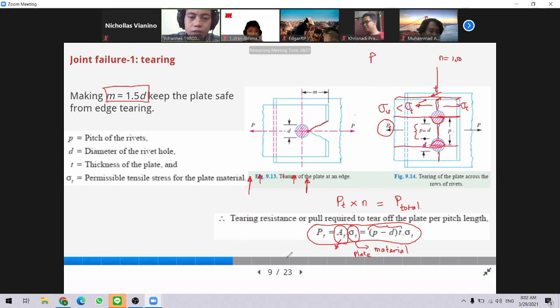Okay, let's go to the next slide. Sir, I want to ask a question, sir. Okay, please, Ihsan. Do we only calculate the place in between, sir? Yes, the distance here. Yes. So if there are 100 rivets, there are only 99 areas. Okay.